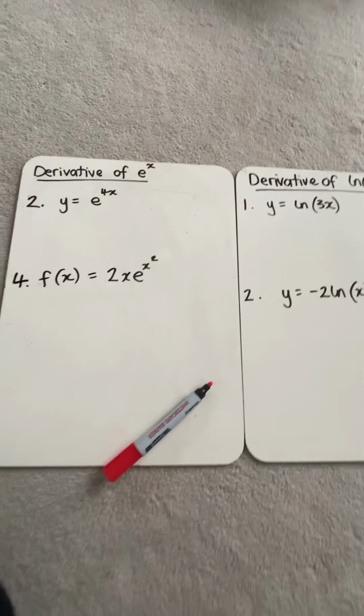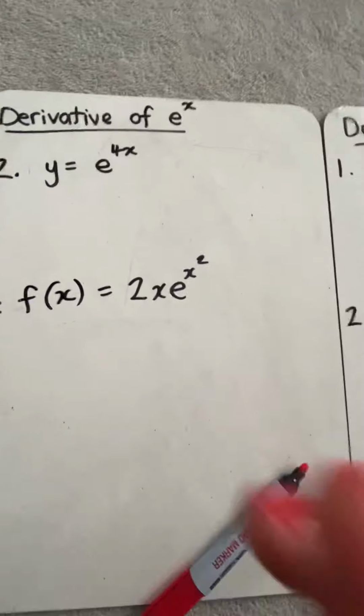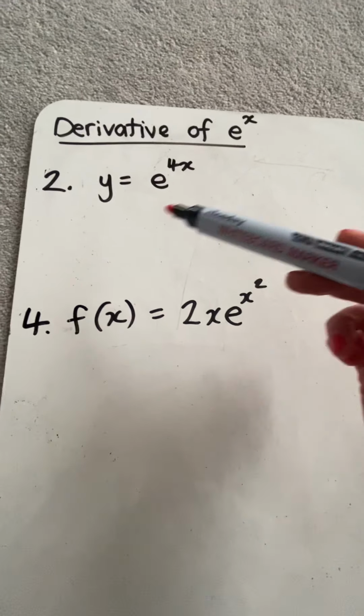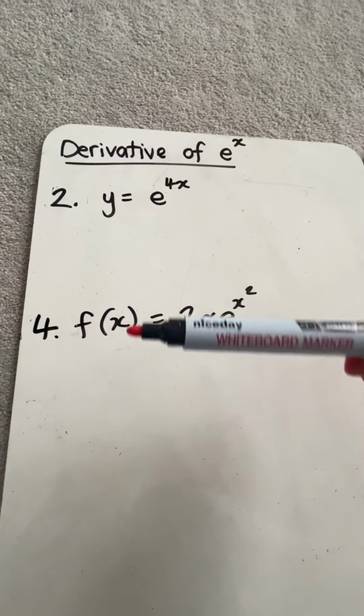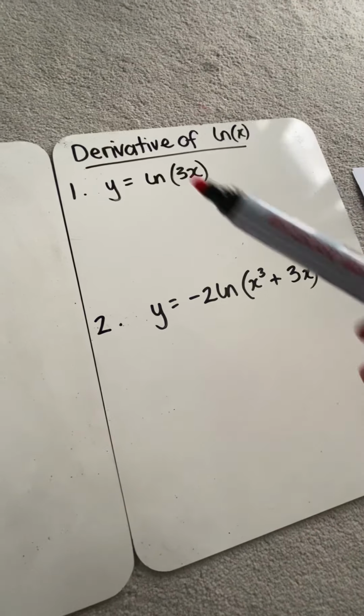But that's very basic, and you're probably not going to see as basic an example as that in your past papers. So as always, I've uploaded the notes to Google Classrooms. For the derivative of e to the x, I'm going to go through examples 2 and 4, and then for ln x, 1 and 2.